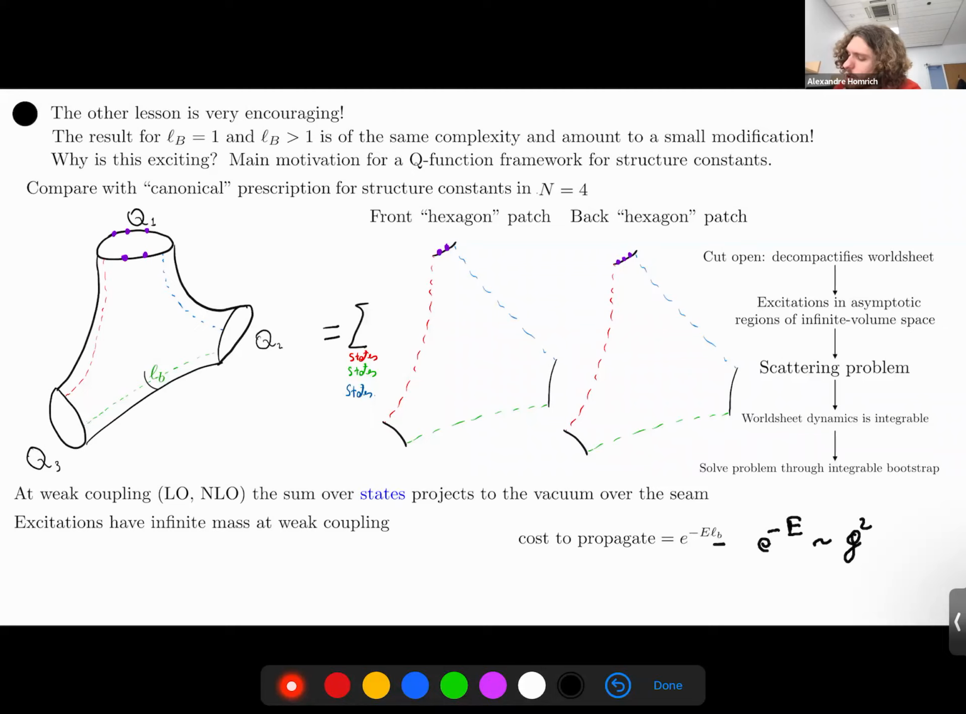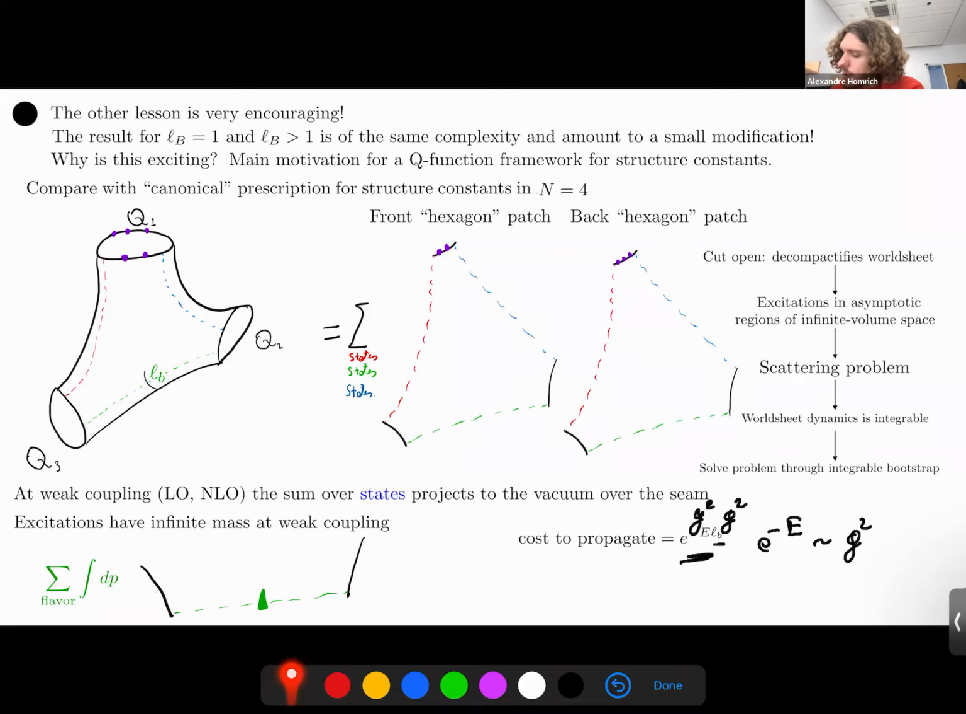And you see, therefore, that for larger bridge lengths, the cost to add a particle in this sum over states is suppressed for large LB. Now, for LB equals 1, it turns out that this cost to propagate is g squared. There's another g squared that comes from being able to create this particle in the first place. And so the result is that at next to leading order, at g to the 4, you can finally first have an excitation in the sum over states along this bottom bridge here. And once you have this excitation in the bottom bridge, you need to sum over all its flavors and integrate over its possible momenta.